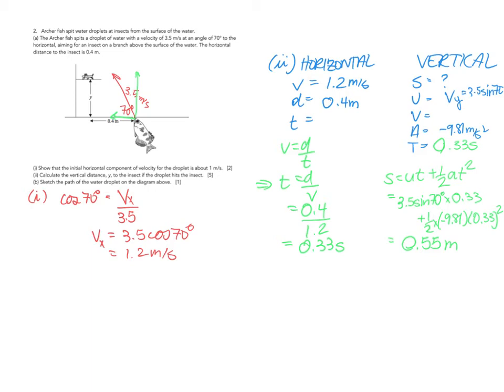Stop and say to yourself, does that make sense? It's about half a meter above the water? Yeah, that's about right. Now, it says sketch the path of the water droplet on the diagram above. If you put the values in and actually try to calculate how high it really goes, you get something about the same height.